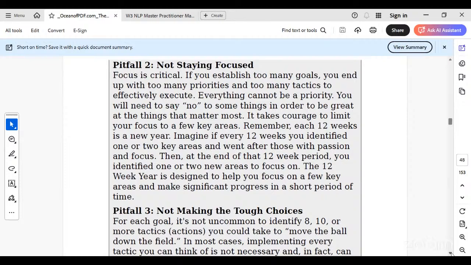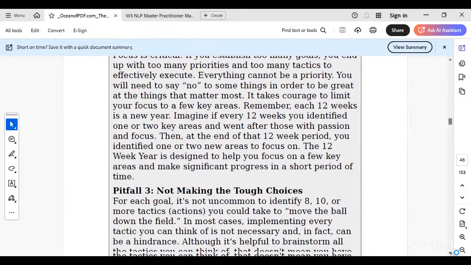Remember, each 12 weeks is a new year. Imagine if every 12 weeks you identified 1 or 2 key areas and went after those with passion and focus. Then at the end of that 12-week period, you identified 1 or 2 new areas to focus on. The 12-week year is designed to help you focus on a few weak areas and make significant progress in a short period of time. Pitfall 3, not making the tough choices.